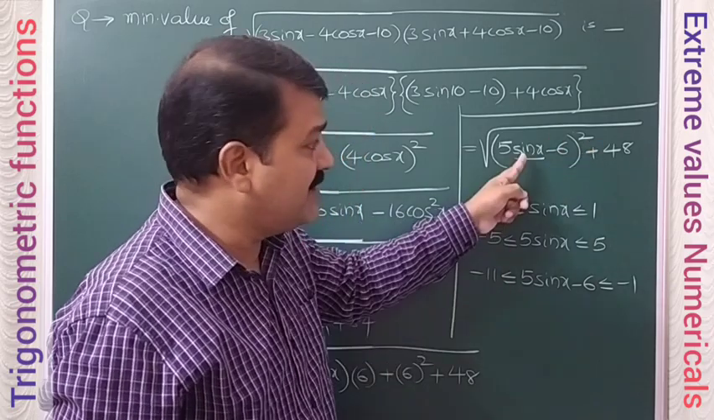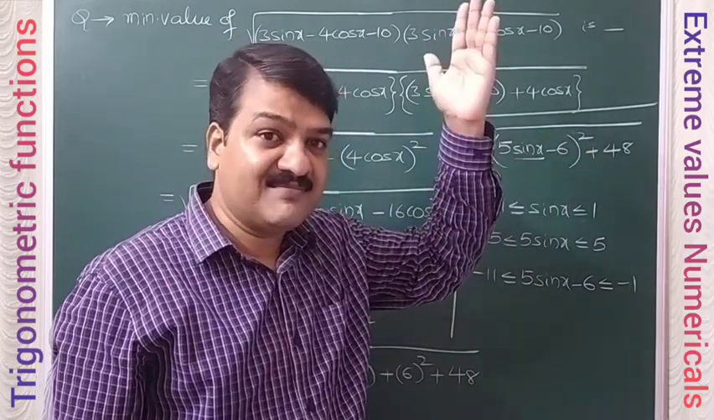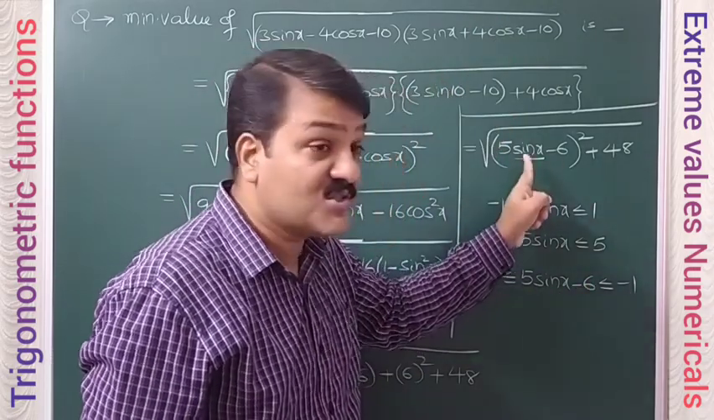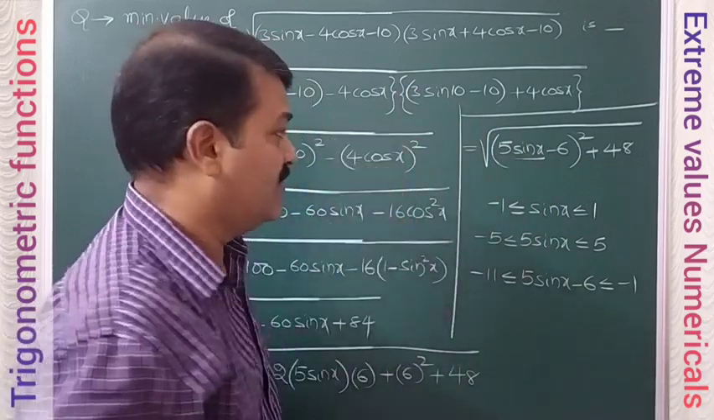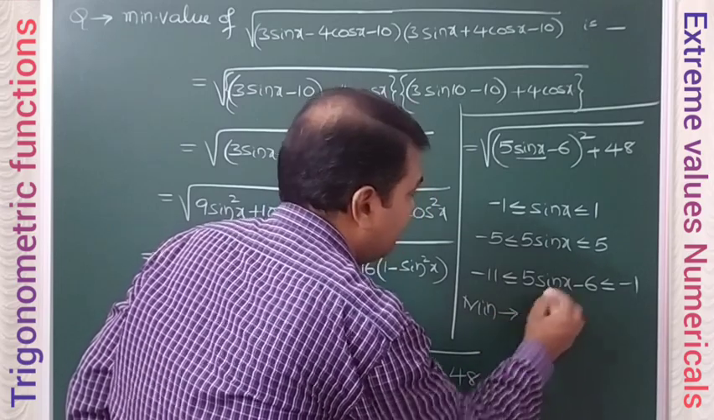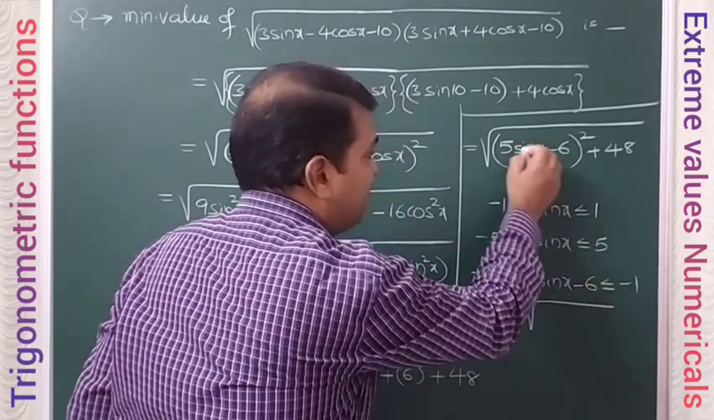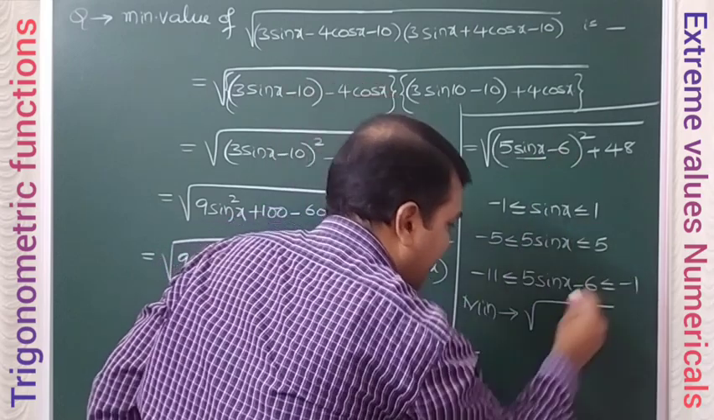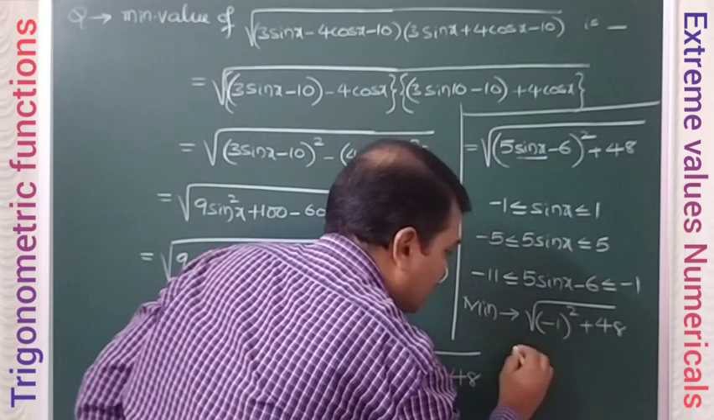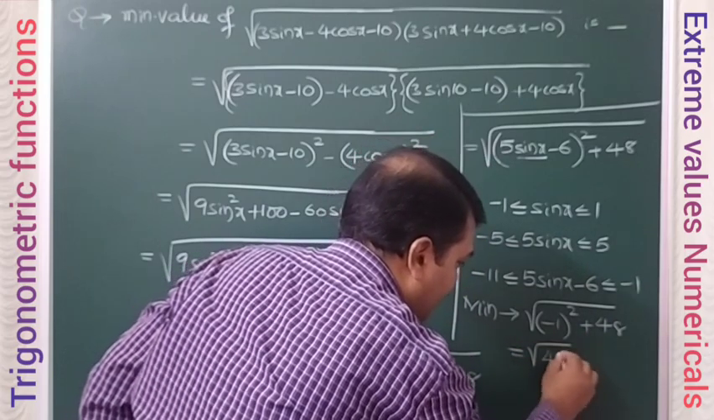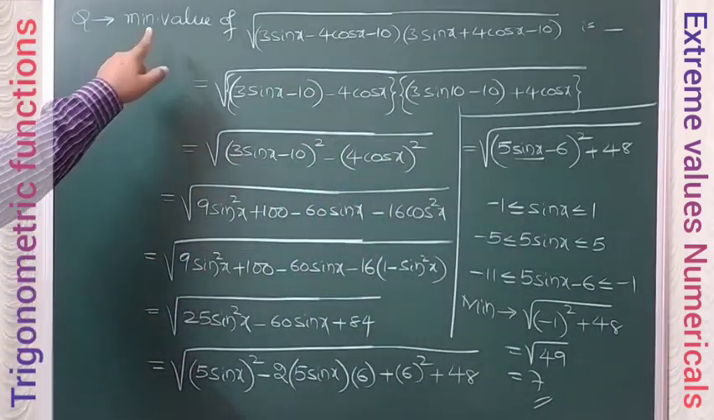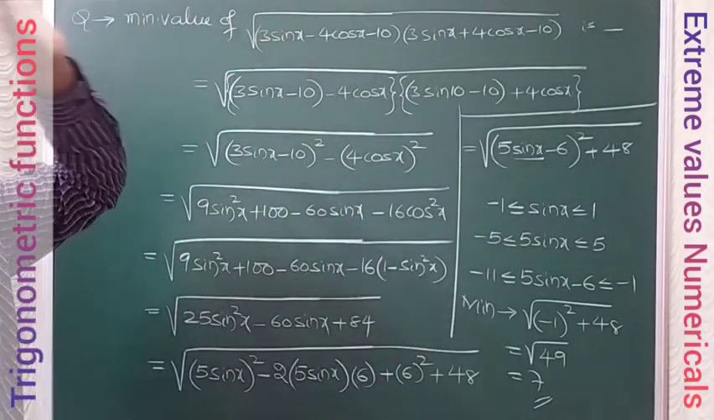If you write minus 11 in place of this, it is going to be 121. The least value of this will be minus 1 whole square, that means 1. Okay? So the minimum value of the function will be when square root of 5 sin x minus 6 is taken as minus 1. So therefore it is square root of 49, that means 7. So 7 is the least value or minimum value of this expression.